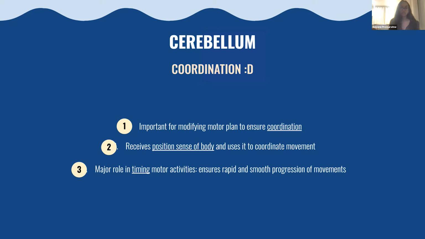So there's 3 different key functions. As I said, it modifies the motor plan so that it's coordinated. It also uses proprioception, so our sense of our body and its position in space, to make sure movements are more coordinated. And then it's also involved in timing those motor activities. Especially with sequential movements, it makes sure that we're progressing between those smoothly.